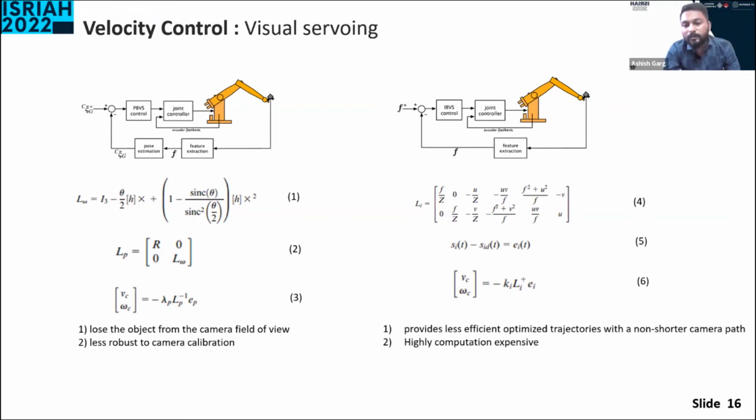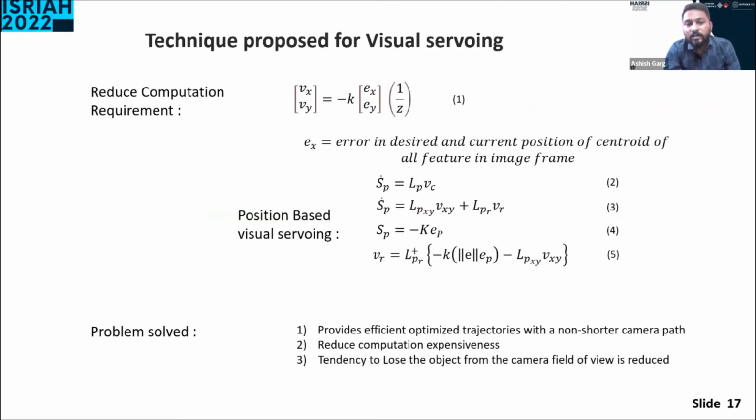So what we propose is to reduce the tendency of the object to get out of the camera frame in pose-based visual servoing. We are modifying the pose-based visual servoing, so I'll discuss the technique directly from it. You can see equation number 2: the change in pose is equal to the mapping matrix times the velocity of the camera. This we had discussed before.